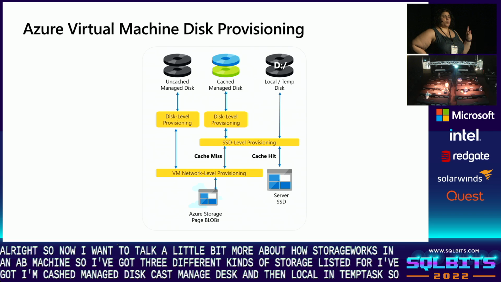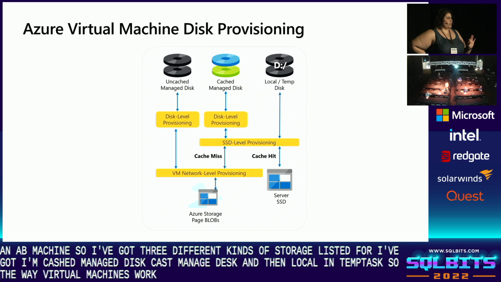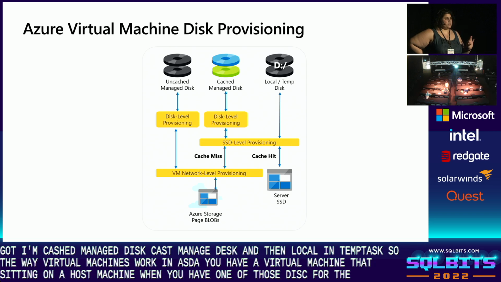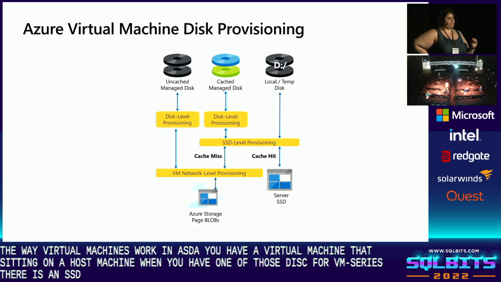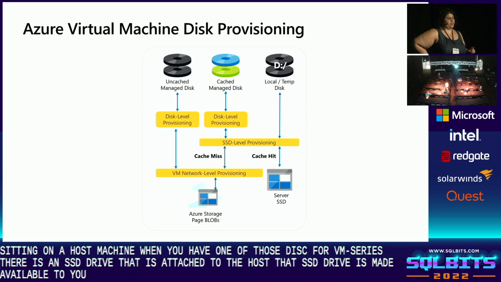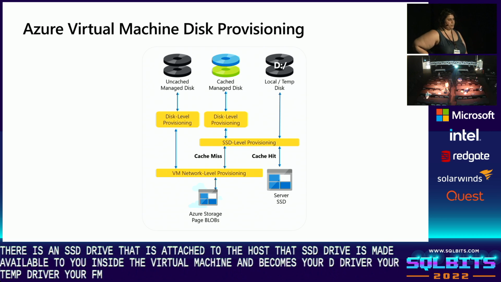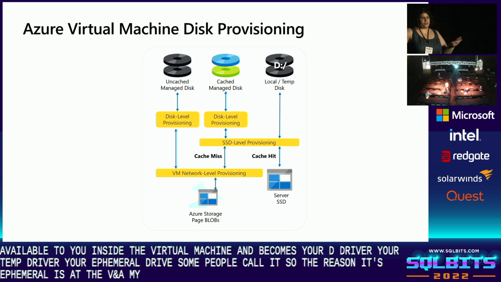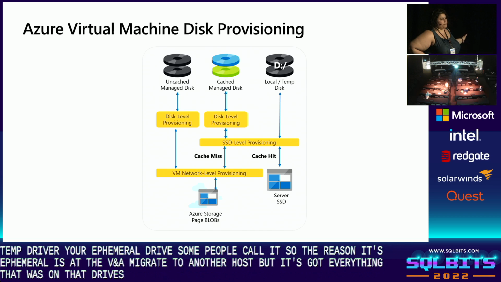The way virtual machines work in Azure, you have a virtual machine that's sitting on a host machine. When you have one of those disk-full VM series, there is an SSD drive that is attached to the host. That SSD drive is made available to you inside the virtual machine, and it becomes your D drive or your temp drive or your ephemeral drive, some people call it. The reason it's ephemeral is if the VM migrates to another host, it's gone. Everything that was on that drive, we're not going to copy it over, so you lose it.